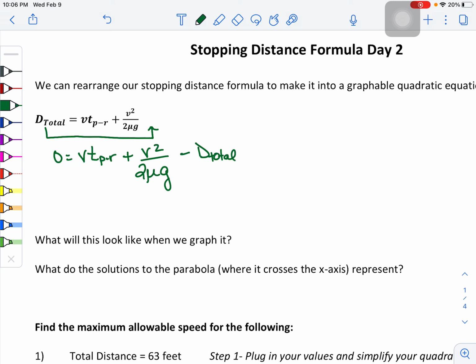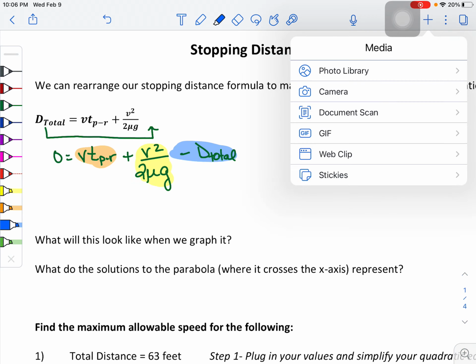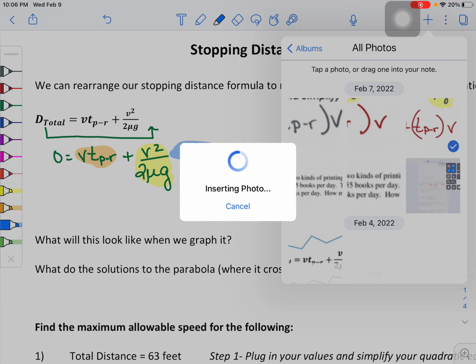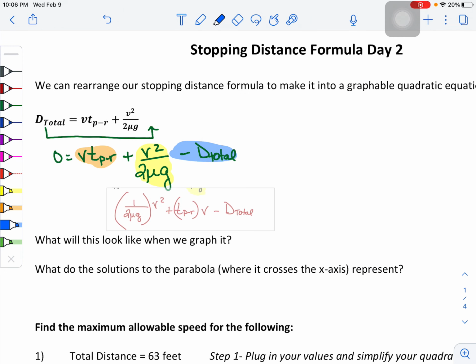So I have this new formula, but I want to put it in the ax squared plus bx plus c form. I want it to look like a quadratic equation. So I'm actually going to put this piece first, the yellow piece, then the orange piece, and then the blue piece. And we're going to get our new equation. So when I do that, I actually have it already written out for you. It's going to look like this.